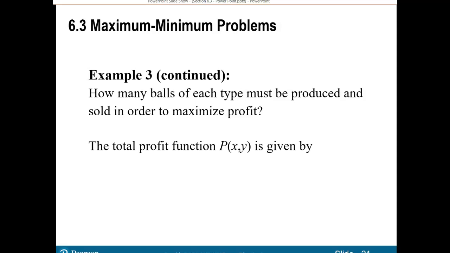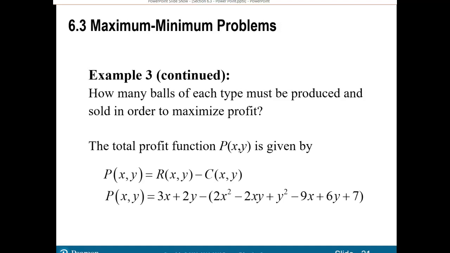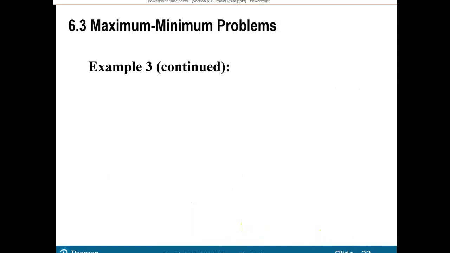Okay, so we have to find our profit function. We were given the revenue function and the cost function. So profit is the revenue, the money you take in, minus your costs. So we take our revenue function, which was this one, and subtract our cost function, make sure that's in parentheses, to get our profit function. So our profit function is negative 2x squared plus 2xy minus y squared plus 12x minus 4y minus 7. So if we're trying to maximize profit, this is the one I have to apply my process to.